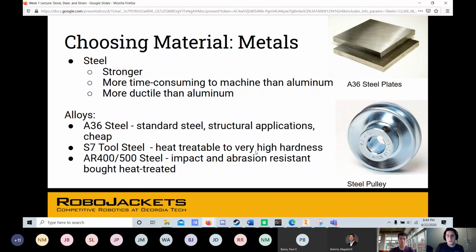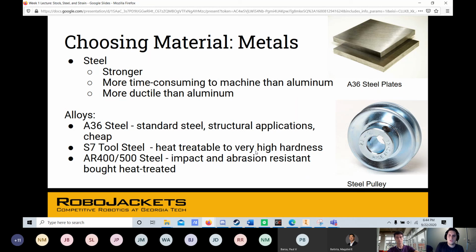Some commonly used alloys are A36 steel. So that's like your standard steel. It's used in structural applications and it's super cheap. I think they use A36 in a lot of construction, just because it's very cheap and very strong. There's also S7 tool steel, so it's heat treatable to very high hardness. And there's also AR 400 and 500 steel, and it's very impact and abrasion resistant and also bought heat treated.